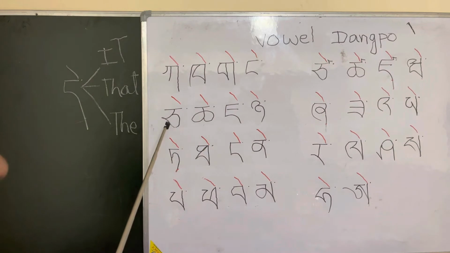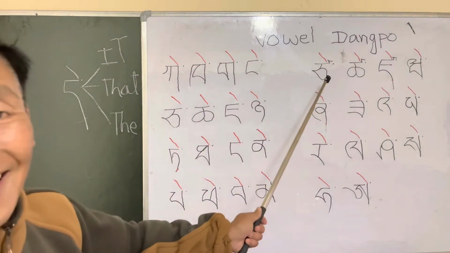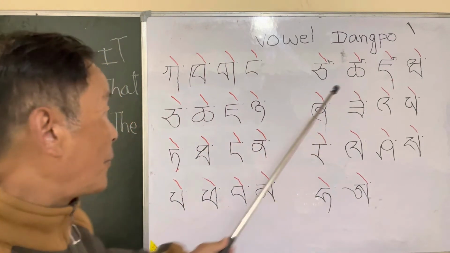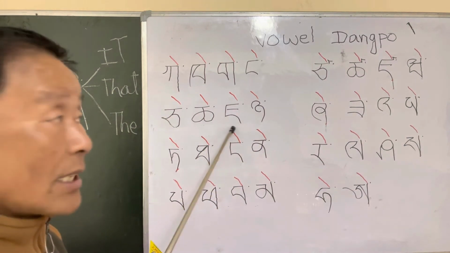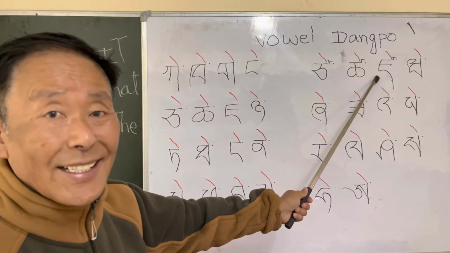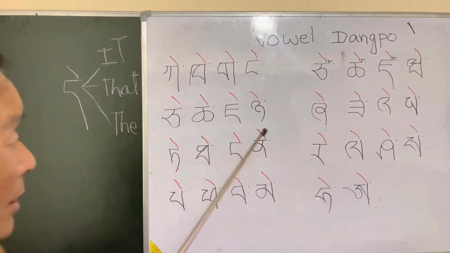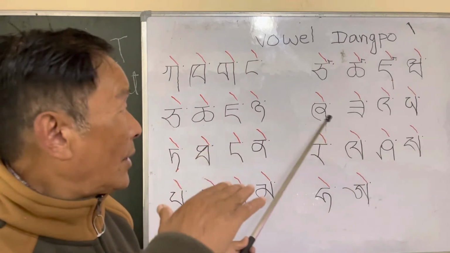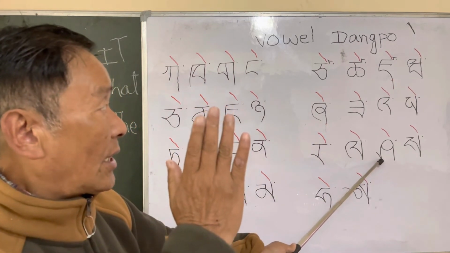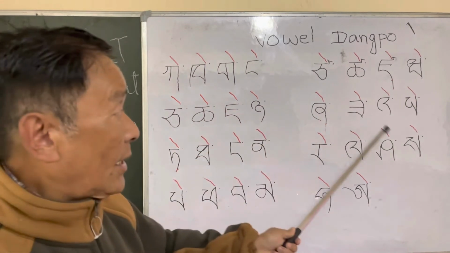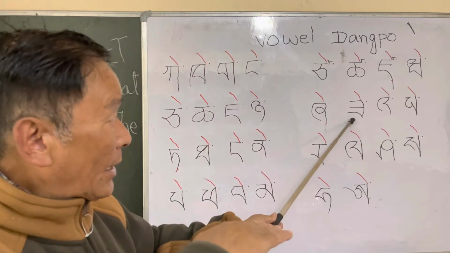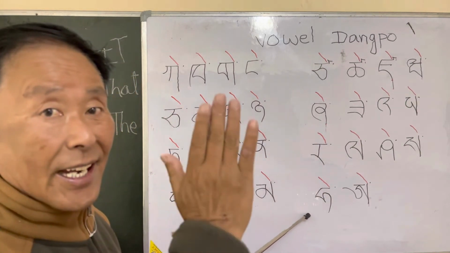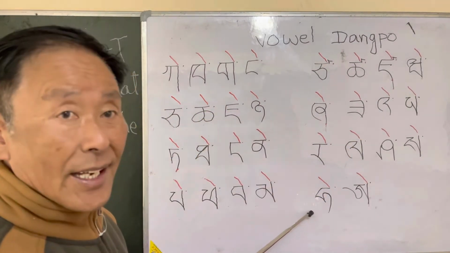So, cha dingbo che, che, ce, je, ze, je, ze. She, she, se, he.